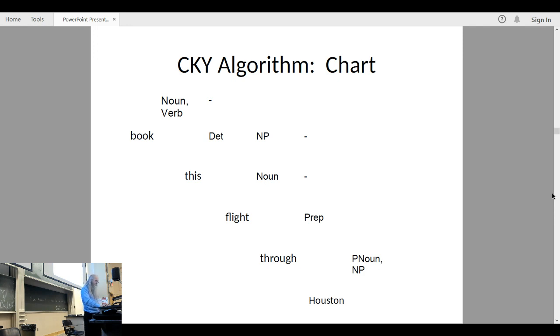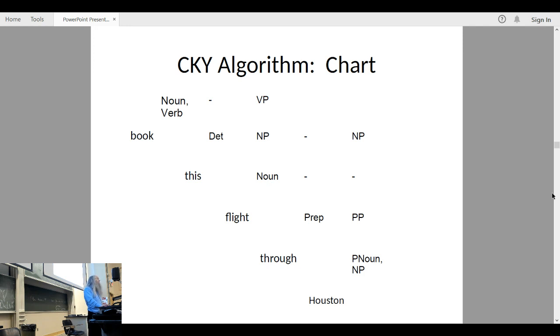There is something that can put through and Houston together, because that's a PP, so we get a PP for that. There's nothing that puts flight through Houston together, but there is something that puts this flight through Houston together, which gives us a noun phrase joining that top noun phrase and the PP below it, because that makes a bigger noun phrase with the prepositional phrase through Houston. Okay? Then we can form a VP, which is along the lines of, oh, I was wrong about this, which forms the sentence book this flight through Houston. So it is a command, it is a verb, and we have a big verb phrase that covers everything.